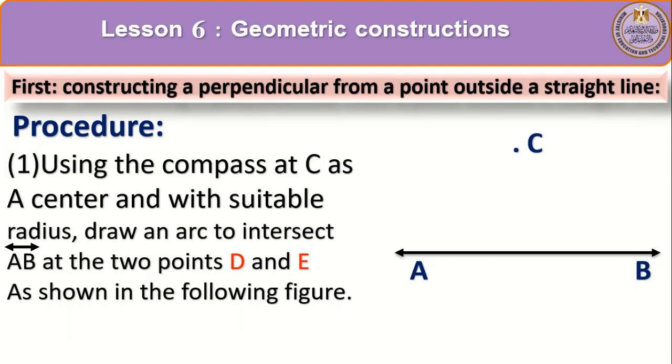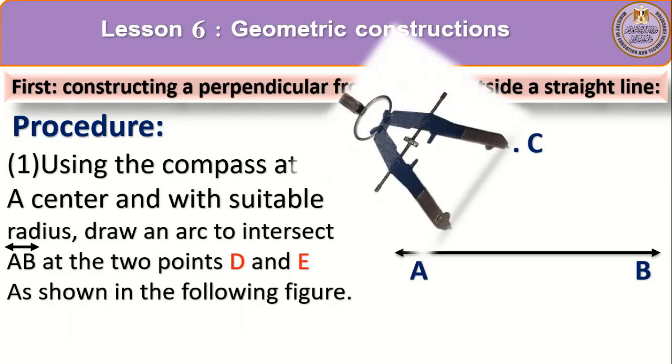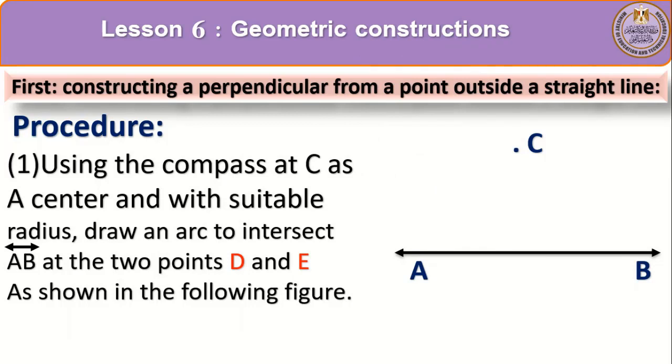Now we will open our compass to a suitable radius and draw an arc like this. This is our compass. You can stand here with the sharp point or the middle part at point C, then use the pencil to draw an arc intersecting the straight line at two points D and E, as shown in the following figure. This is the first step.